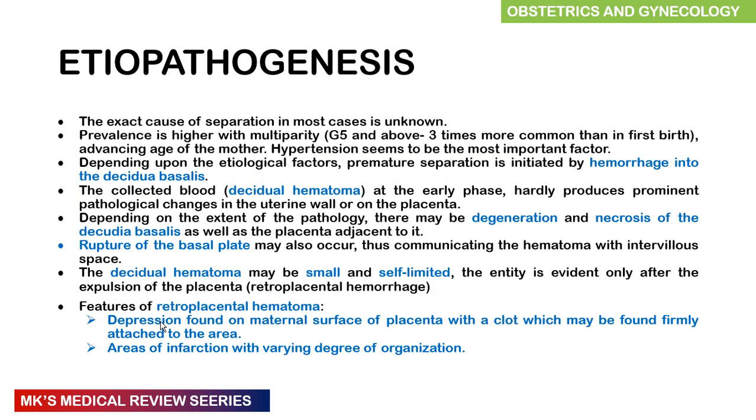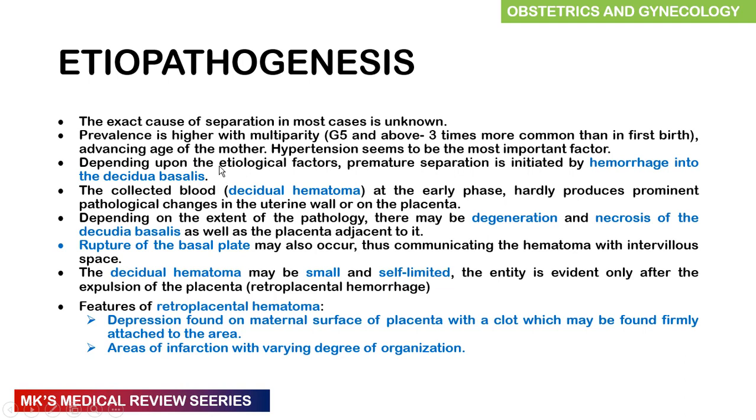Now, what actually is the etiopathogenesis? What actually happens? Remember that the exact cause is not really known, but there is a higher incidence in multiparous women, especially those that are G5 and above, with 3 times the risk. And of course, maternal age and hypertension are risk factors, as well as trauma. Whatever may be causing this, a premature separation is going to be initiated. And obviously, when the placenta is partly separated from its attachment to the uterine wall, this is going to lead to hemorrhage in the decidual basalis.